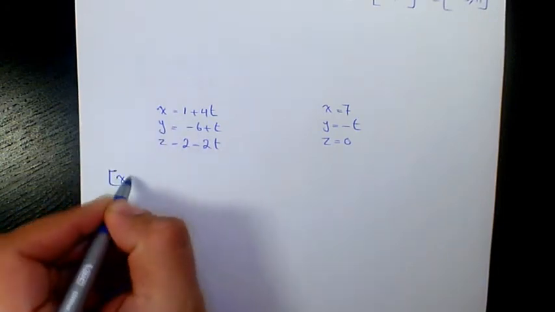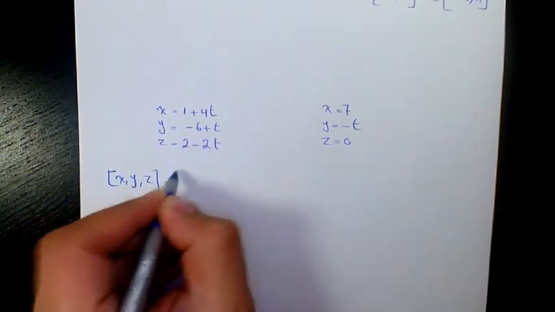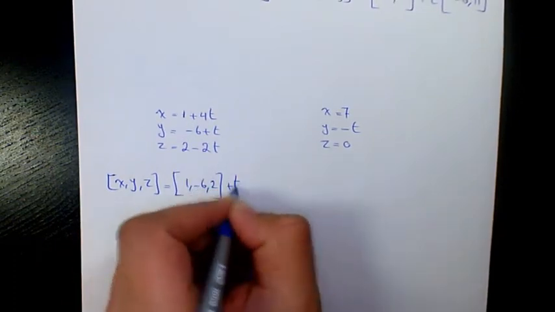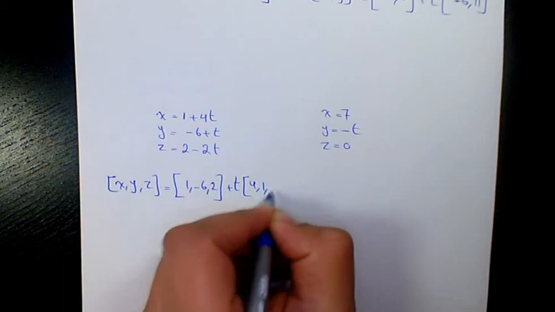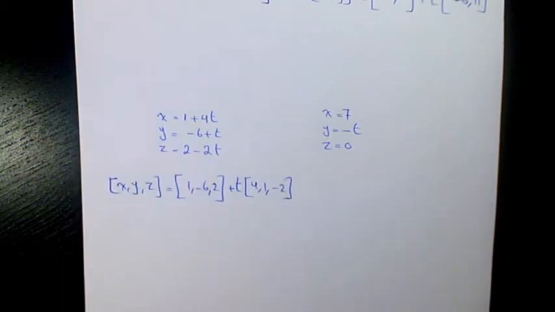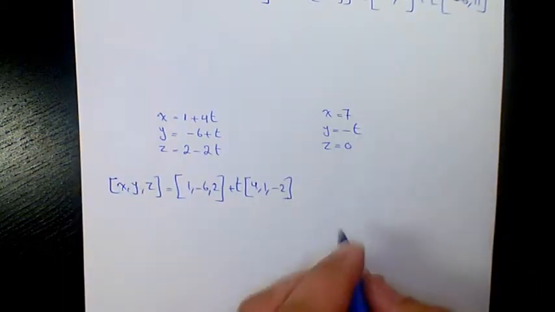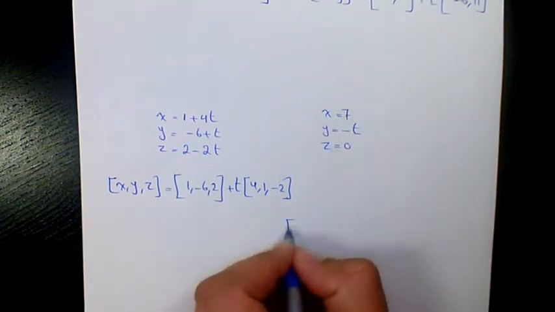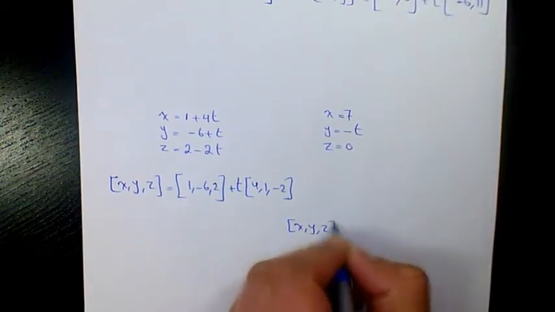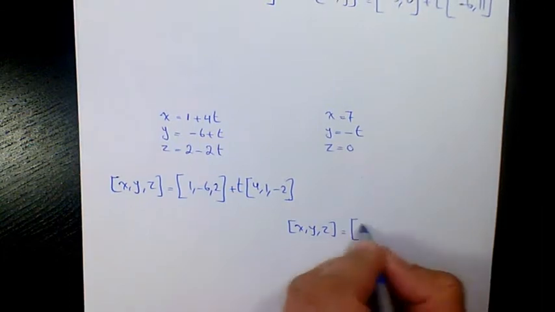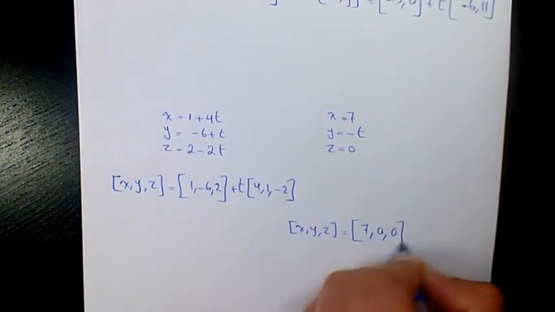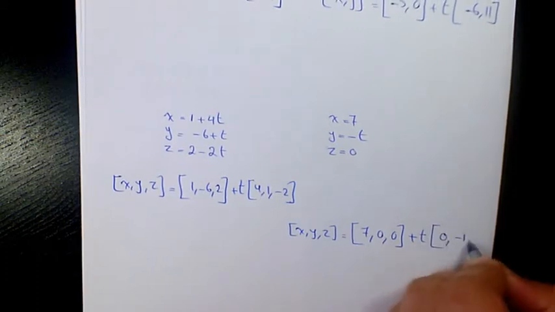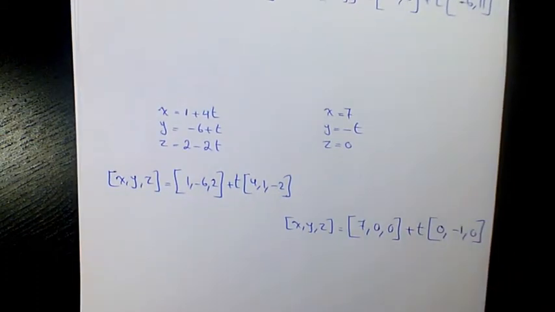Here we have 3 space, (x, y, z) = (1, -6, 2) + t(4, 1, -2). And here we have 7, -t and 0. You can say (x, y, z) = (7, 0, 0) + t(0, -1, 0).